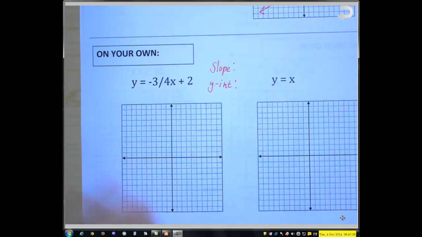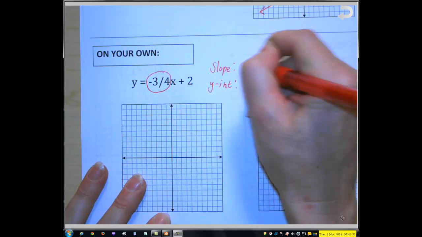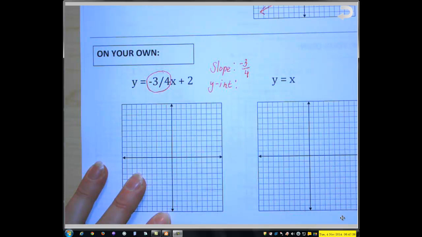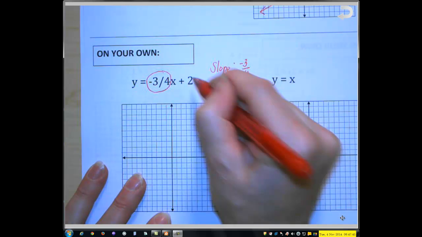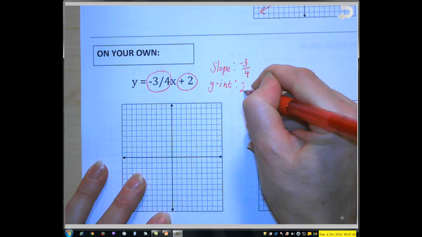Okay, our slope is the number in front of x. So our slope is -3/4. Our y-intercept is the constant, or the number that has no variable with it, and that's a +2. So our y-intercept is 2.